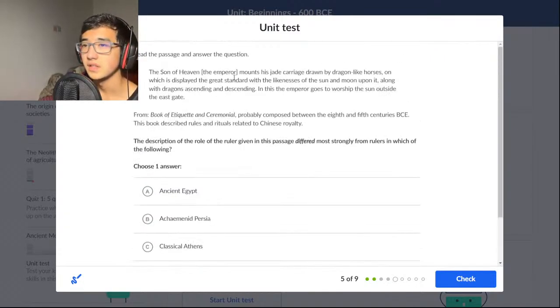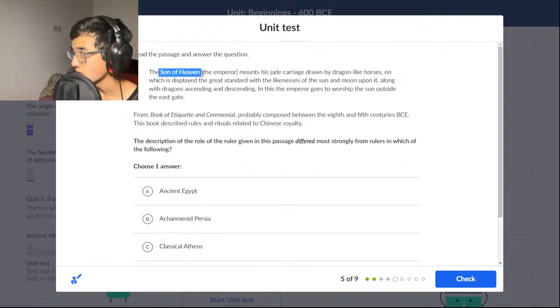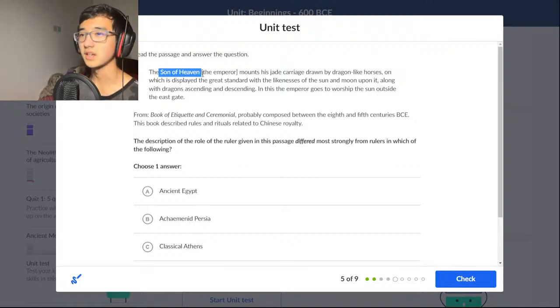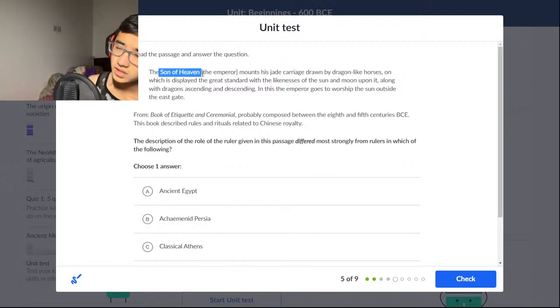The son of heaven, the emperor. Okay, that sounds like Chinese. Yeah, Chinese. The son of heaven, which is indicating the mandate of heaven. The emperor mounts his jade carriage drawn by dragon-like foes, on which is displayed the great standard with the likeness of sun and moon upon it, along which dragons ascending and descending. In this, the emperor goes to worship the sun outside the east gate.